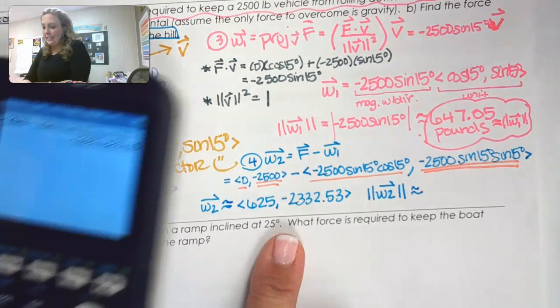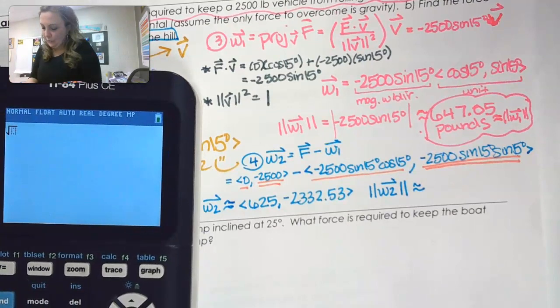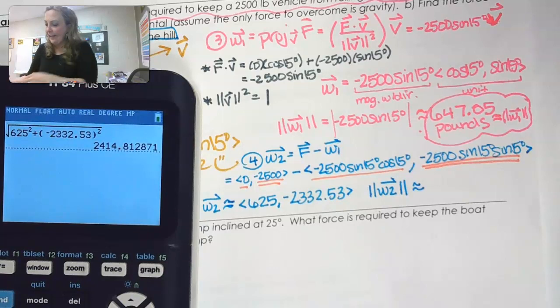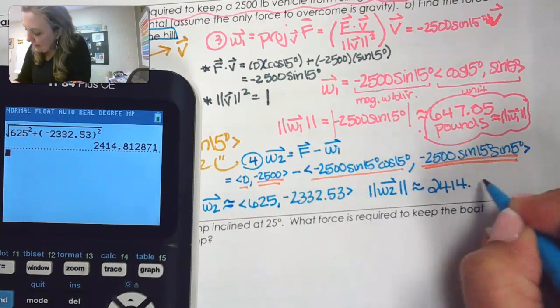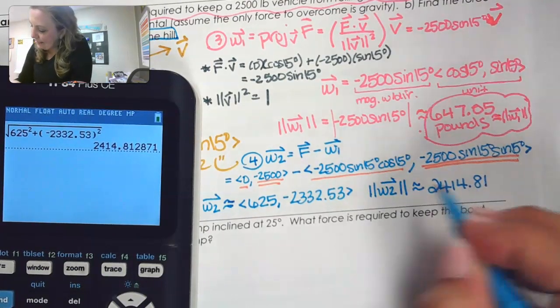And we can just use these values. I don't need to see the work for that. We know that to find the magnitude, we're going to take 625 squared plus negative 2,332.53 squared, and then take the square root of that. So that ends up being 2,414.81-ish. And again, that's in pounds.